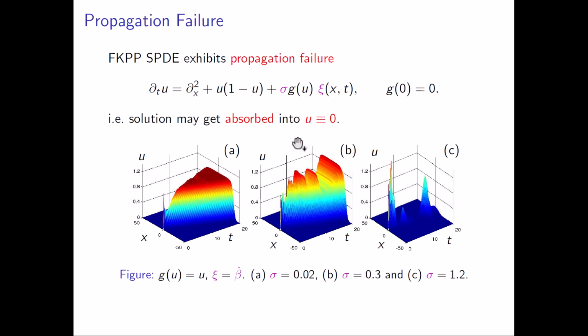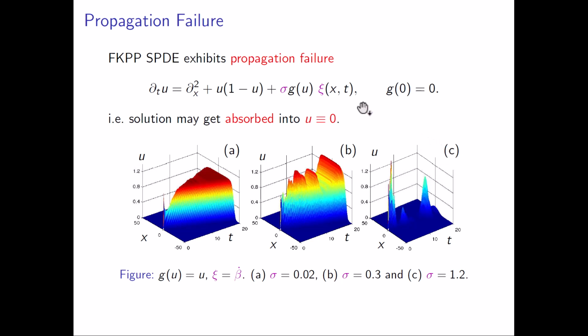But then if you increase the noise level, you indeed see that at some point there are cases where this wave can get absorbed into the absorbing state u equal to 0. So there's actually propagation failure if the noise gets sufficiently large. So then you think, okay, maybe I should also think about warning signs for this. Of course, in principle, you should model the noise as its own process and then study a coupled system.